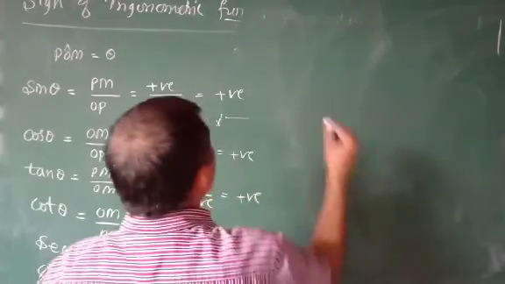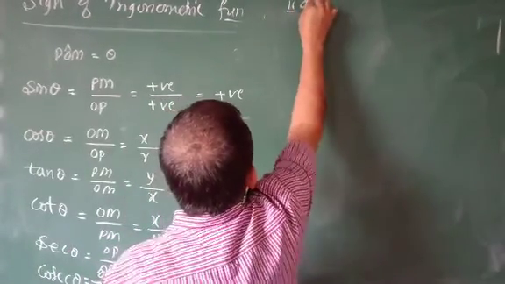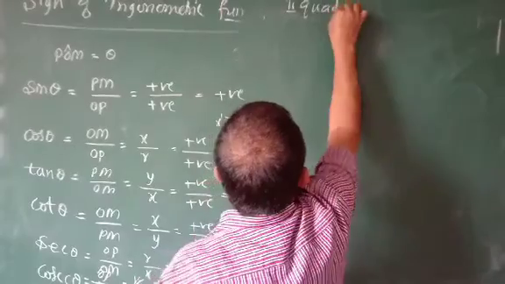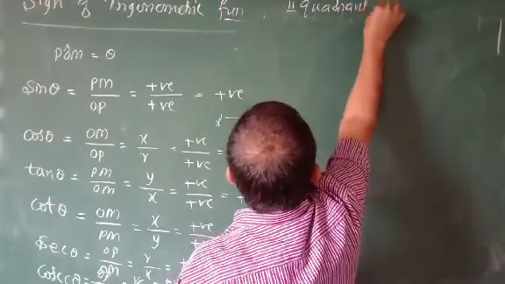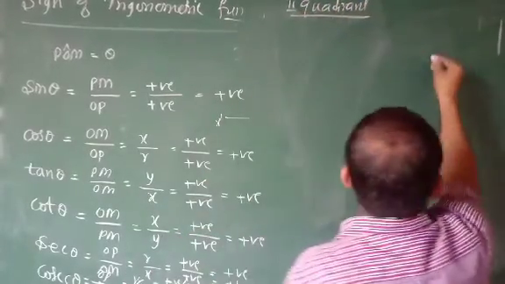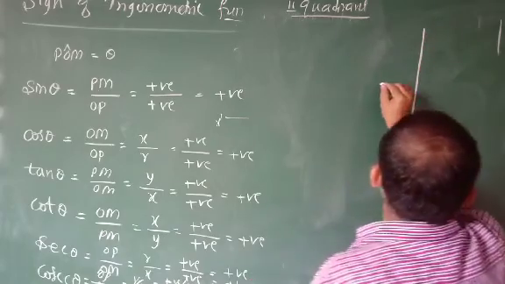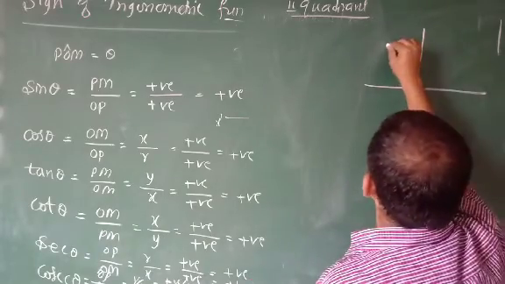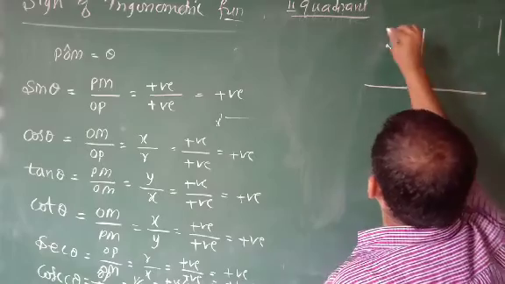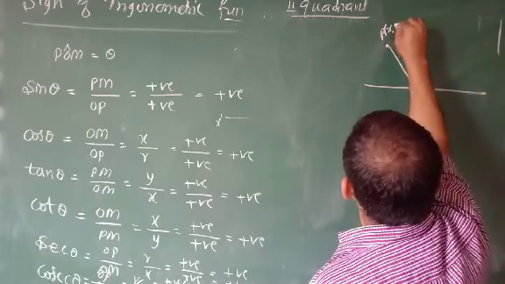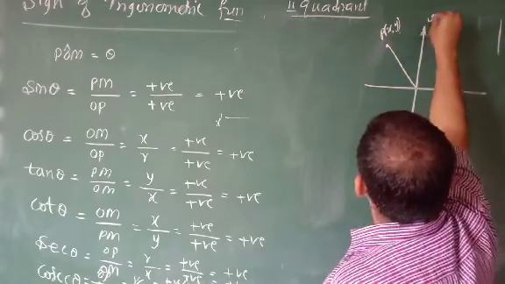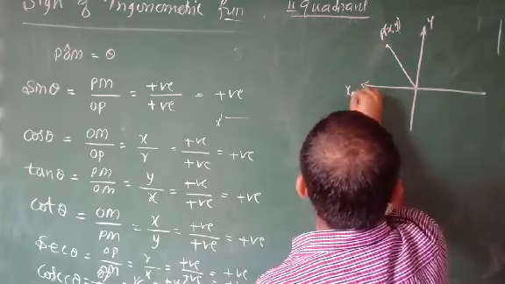P is a point in the second quadrant. Let P be any point in the second quadrant, P of x comma y. Here y is positive and x is negative.